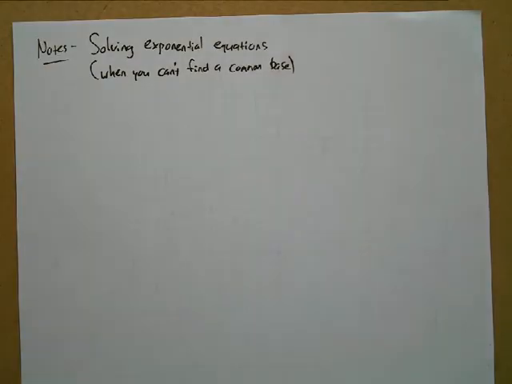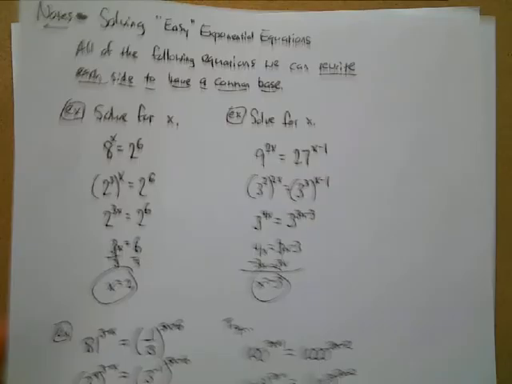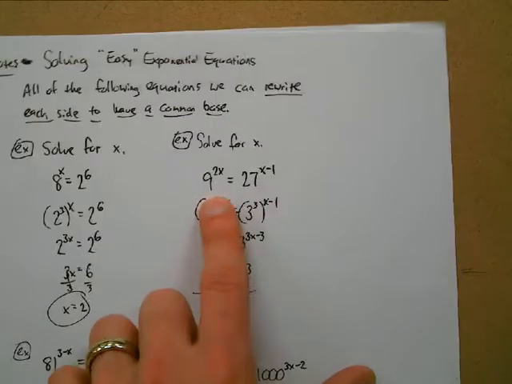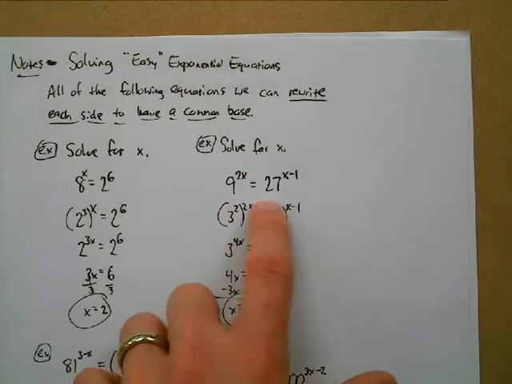So just as a quick review of that, we know how to solve problems like, let's see if I can find, yeah, here we go. We can solve problems like these. We've solved these before. Specifically, I'll zoom in on this one, for example: 9 to the 2x equals 27 to the x minus 1.